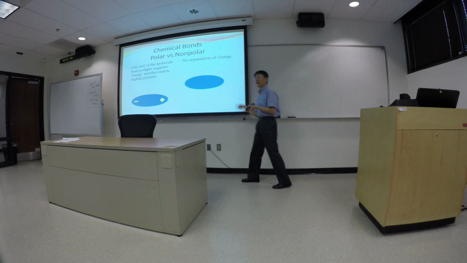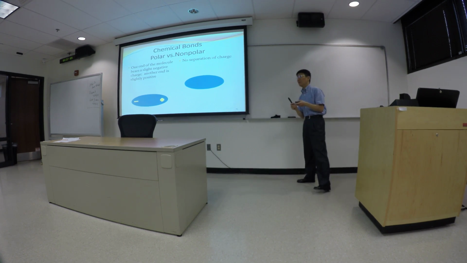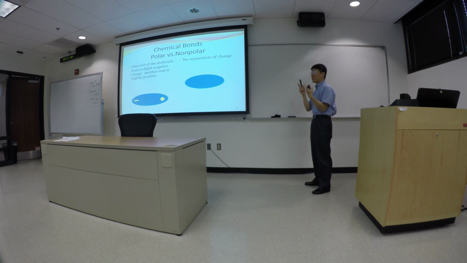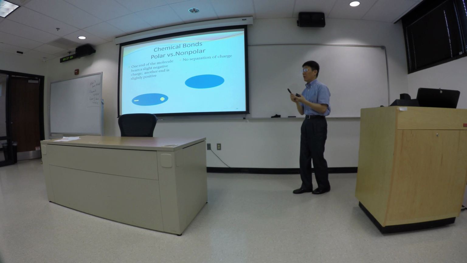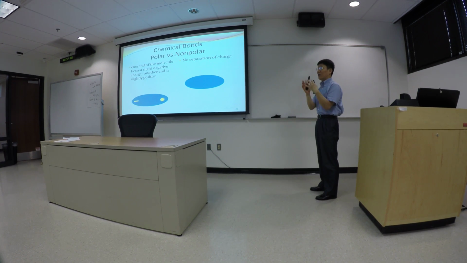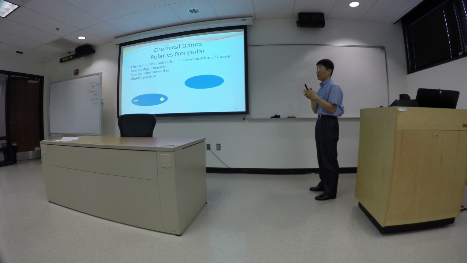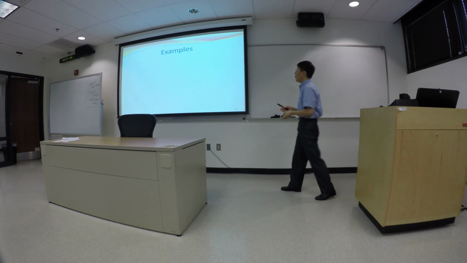Yeah, using the electronegativities, we can actually calculate the difference between the two atoms in terms of electronegativity. And if the difference falls within a particular range, then we say, well, this is polar, this is nonpolar. Okay, so what are the ranges there?